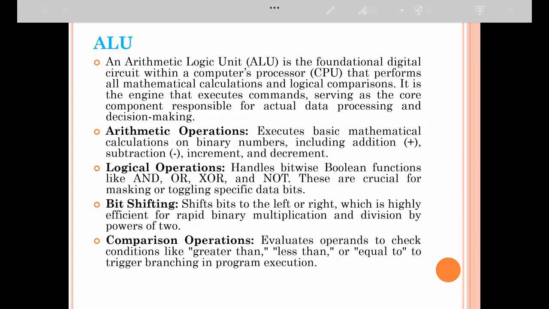As I already told, ALU means arithmetic logic unit. All the arithmetic operations will be completed in the ALU, and all the logical operations like AND, OR, XOR, NOT are performed in this ALU. Similarly bit operations, bit shifting, later I will show one diagram, bit shifting is also performed in the ALU. And the last one is comparison, which is also performed in the ALU. So you have to remember this for the competitive exam as well as for your semester end exam.